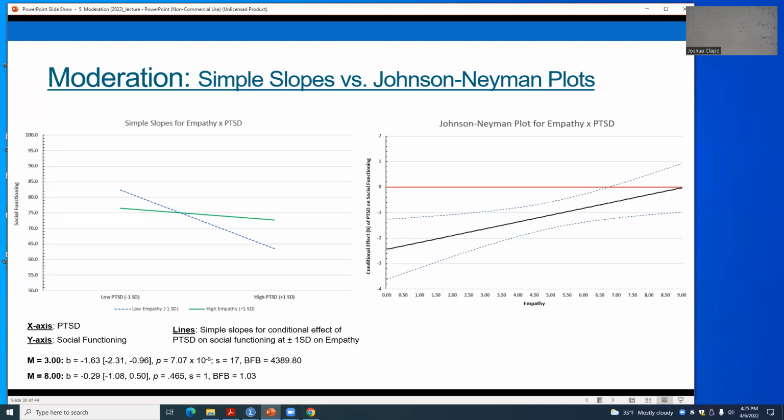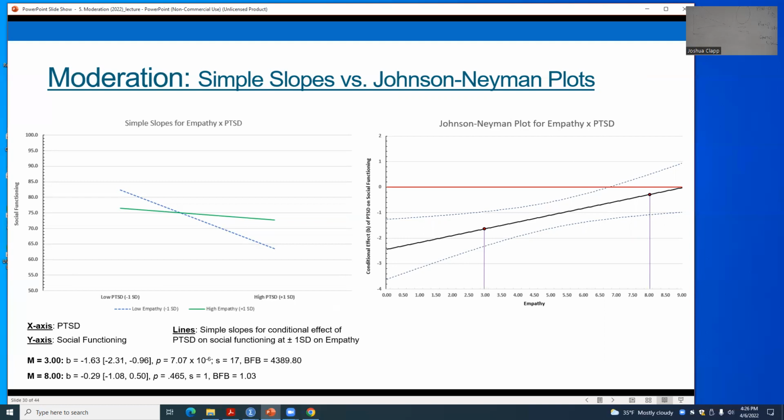But as my empathy increases, the conditional effect of PTSD on social functioning, we no longer have evidence for an effect, right? So here, at a value of 3, that corresponds to this slope right here. We've got a coefficient of negative 1.3. If we go look at 3 on empathy, it's about there, sort of 1.63. We have evidence there.